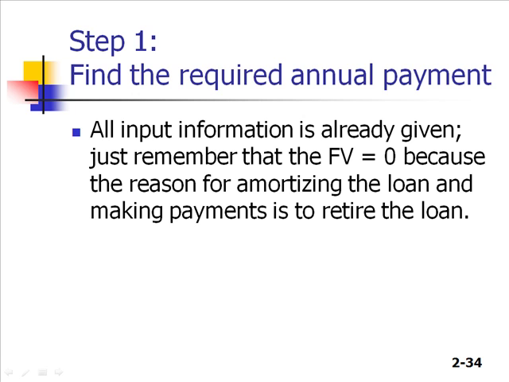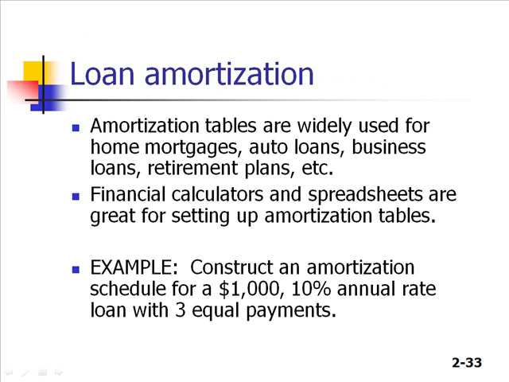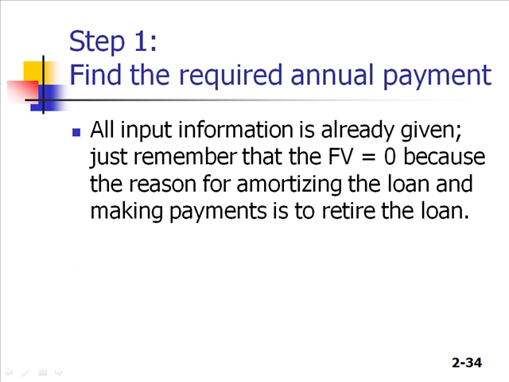The first thing we've got to do is find the required annual payment. How much do we have to repay each month? Well, I can guarantee you that it's going to be more than $333. So it wouldn't be enough to just take this $1,000, divide it by 3, and say we'll repay you $333.33 per year, because we would be ignoring interest. If it was an interest-free loan, then yes, we could do that. But in reality, you don't see that too often.